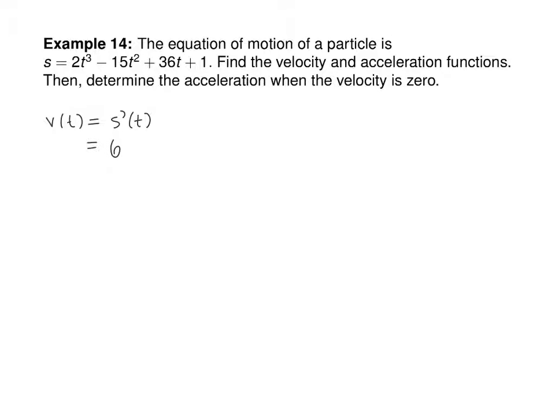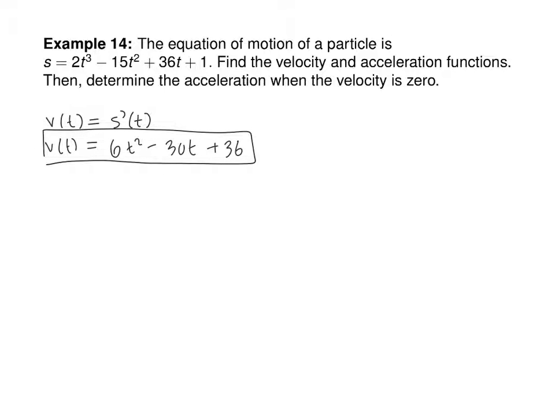Just give me the equation. Just take the derivative really easily. 6t squared minus 30t plus 36. Yep, there you go. That's v of t. So velocity is the rate of change of the position. How do you find acceleration? Take the derivative of that, which is the same thing as taking the second derivative of the position function, right? Okay. So in this case, what is a of t equal to? 12t minus 30. Very good.